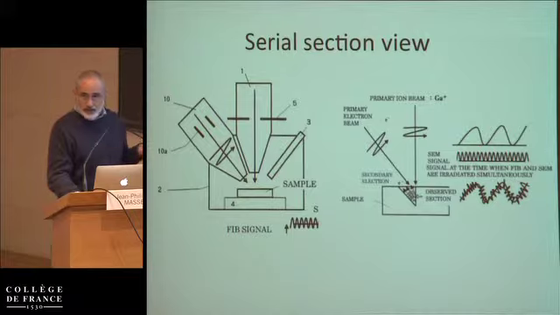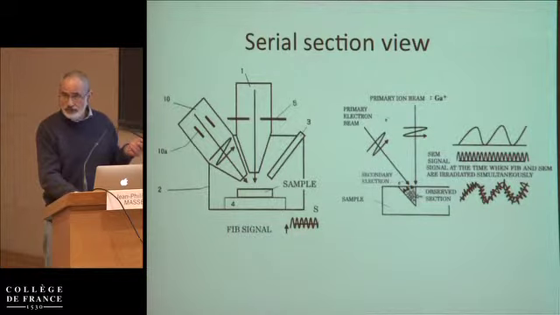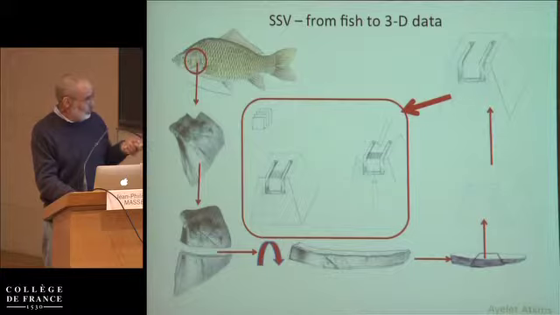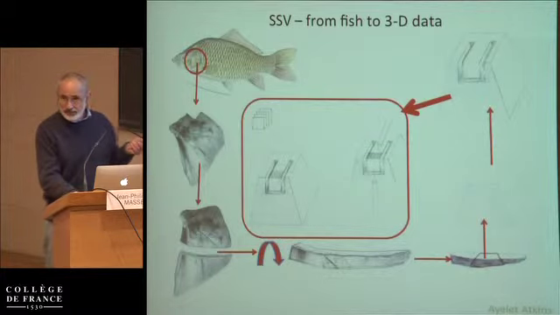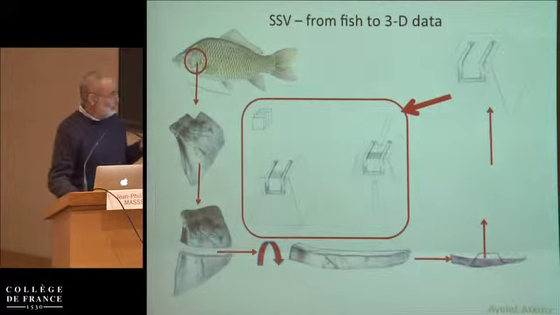We next did a serial section view combining ion beam milling with scanning electron microscopy. This is the process again from the bone, preparing the sample and then cutting slices 10 nanometers thick. And when we get a stack of these, we get basically a sort of tomography from the electron microscope, with the resolution of the electron microscope, so at nanometer resolution.